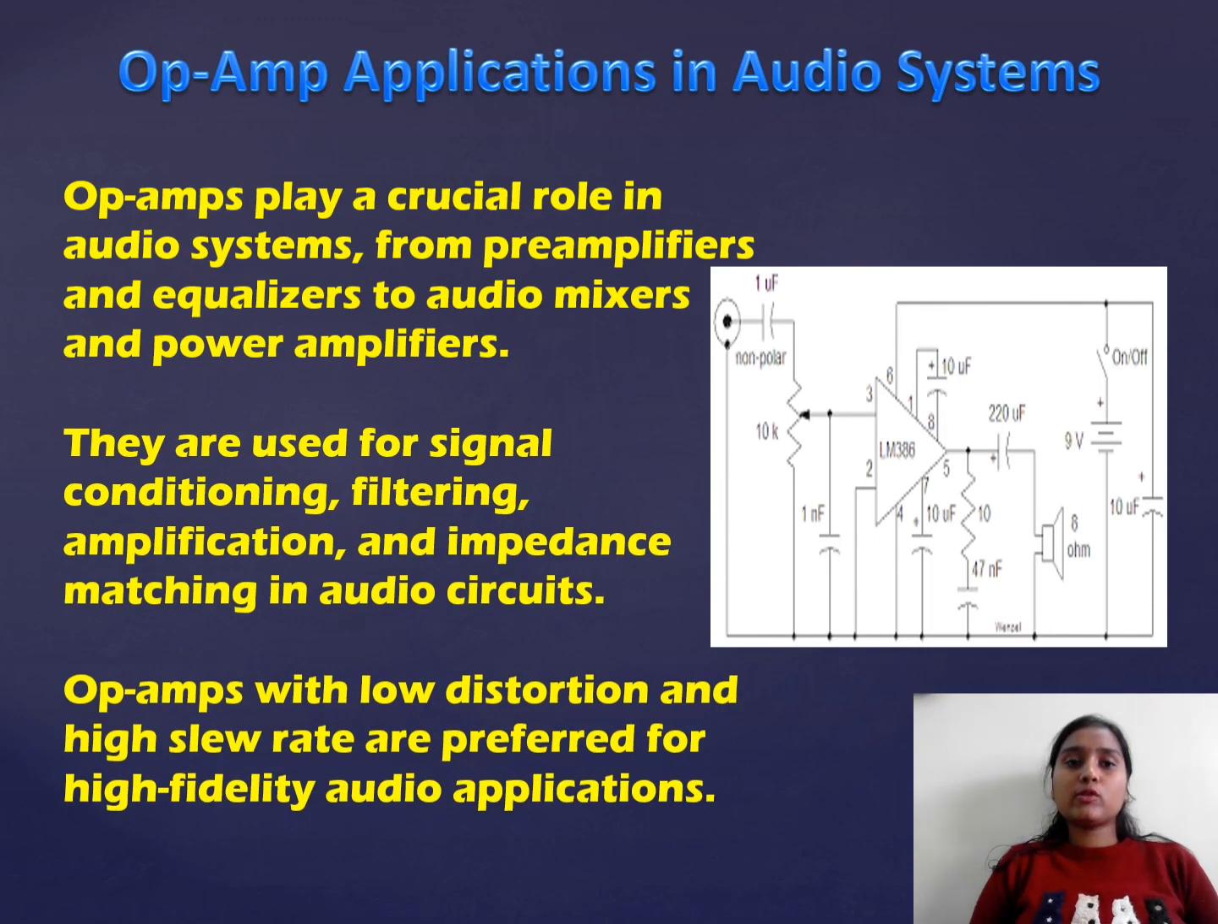Next, we know about op-amp applications. In that, first one is in audio systems. Op-amps play a crucial role in audio systems, from preamplifiers and equalizers to audio mixers and power amplifiers. They are used for signal conditioning, filtering, amplification, and impedance matching in audio circuits. Op-amps with low distortion and high slew rate are preferred for high fidelity audio applications.